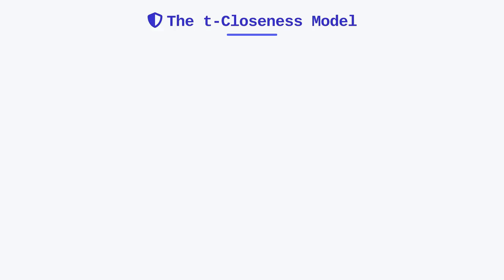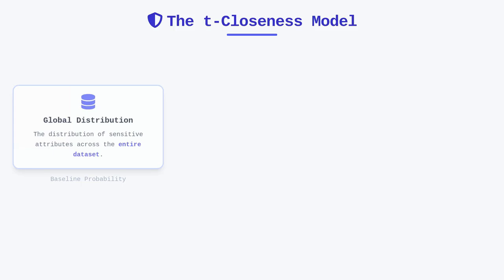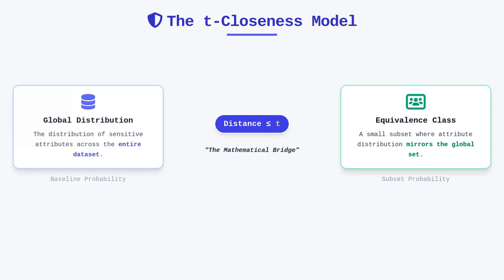The T-closeness model attempts to reconcile the shortcomings of the previous two models by requiring the distribution of a sensitive attribute in any equivalence class to be close to the distribution of that attribute in the overall dataset. Formally, an equivalence class is said to have T-closeness if the distance between the distribution of a sensitive attribute in the class and the distribution of the attribute in the whole table is no more than a threshold T.